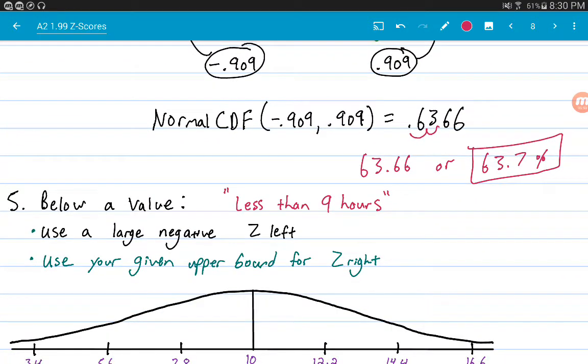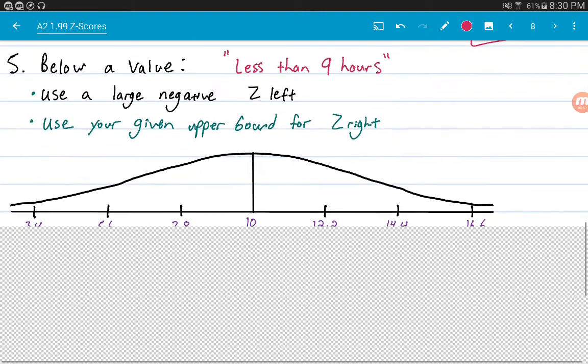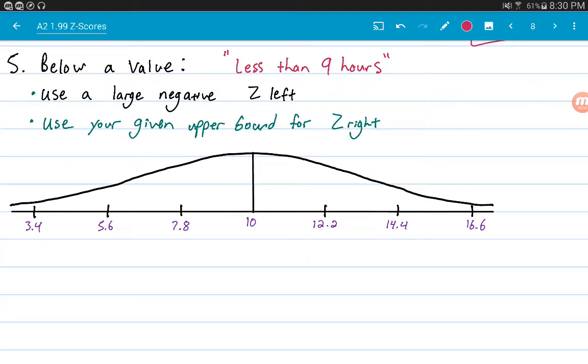Now let's do below a value. If that was a lot, you might want to back up. Watch that part again before you move on. Now, once again, this is for TI-83 style. Below a value is like, for question number 5, they ask what's the percentage that work less than 9 hours. So less than 9 hours means we put a cutoff line here on 9, and we are looking for less than. So that's going in this direction.